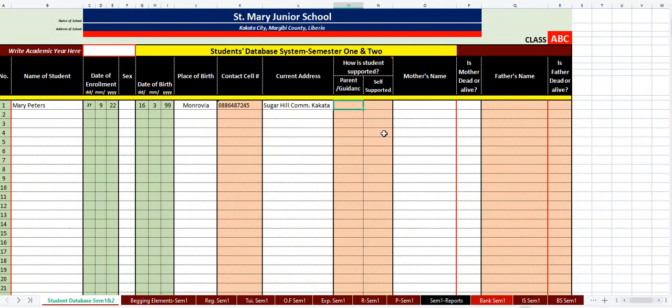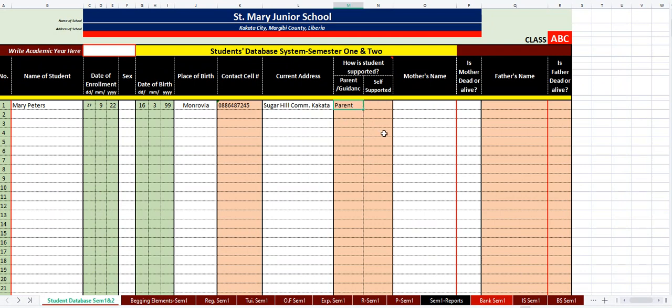We say, how is the student supported? So now that question is to you because you got it from their information sheet. The information sheet or the admission form you gave them, the information they put there is what you are trying to fill in this place. So is this person self-supported, or are they supported by guardians or parents? So maybe this person is supported by their parent. So put parent there. All right.